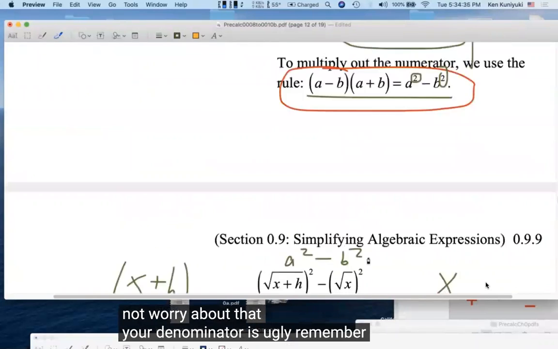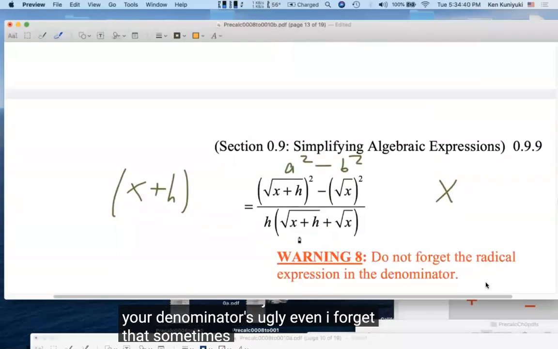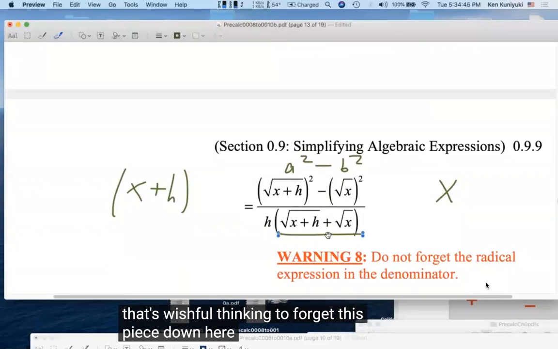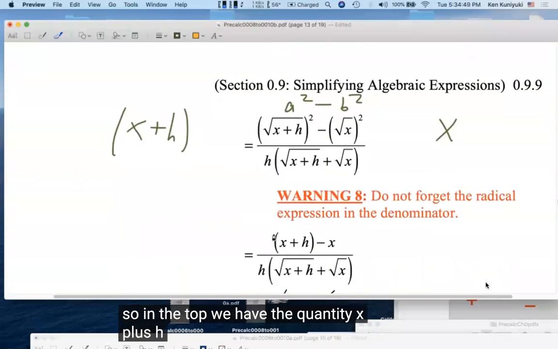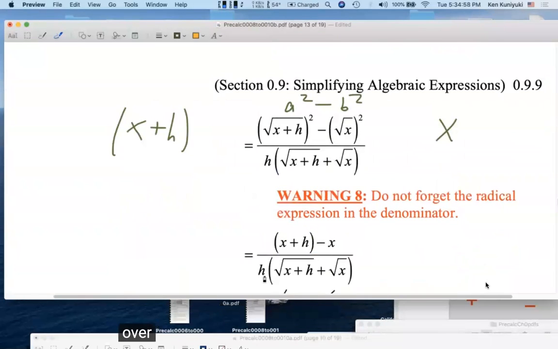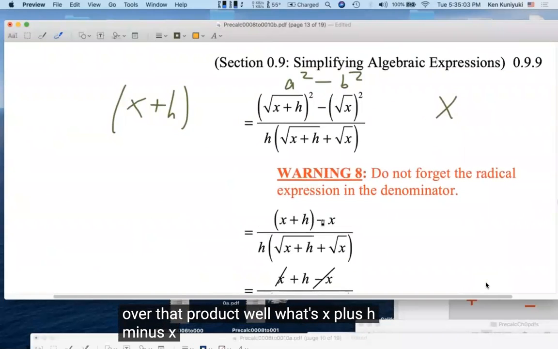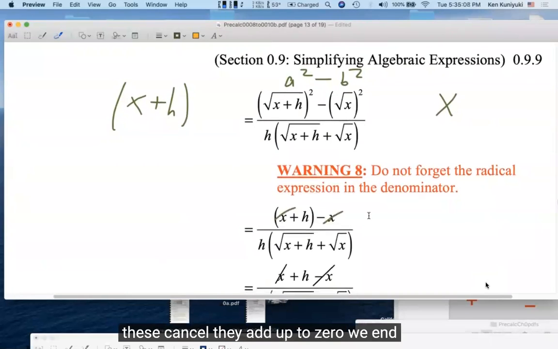Your denominator is ugly. Remember, you have h times all this junk in the bottom. Your denominator is ugly. Even I forget that sometimes. That's wishful thinking to forget this piece down here. So in the top, we have the quantity x plus h. It turns out we can remove the parentheses. They don't help any. Minus the x over here, over that product. Well, what's x plus h minus x? These cancel. They add up to 0. We end up with h on the top.